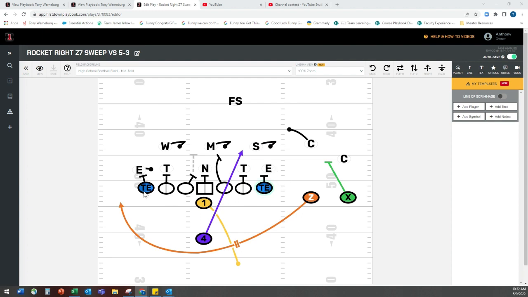Okay. Pretty straight up blocking scheme, not very, very complicated. There's no pulling or anything other than just, know who you are supposed to block in this type of defensive pattern.